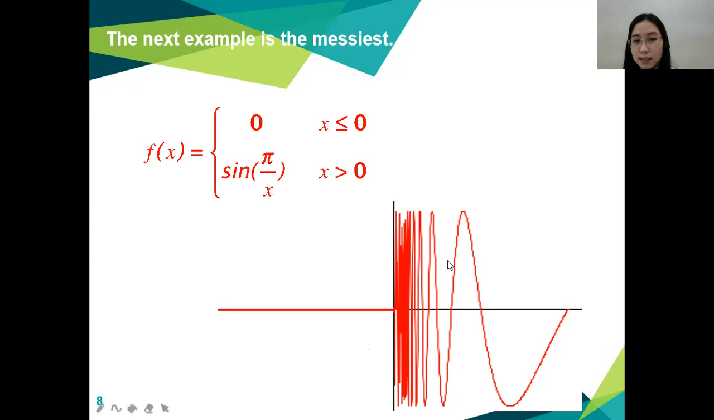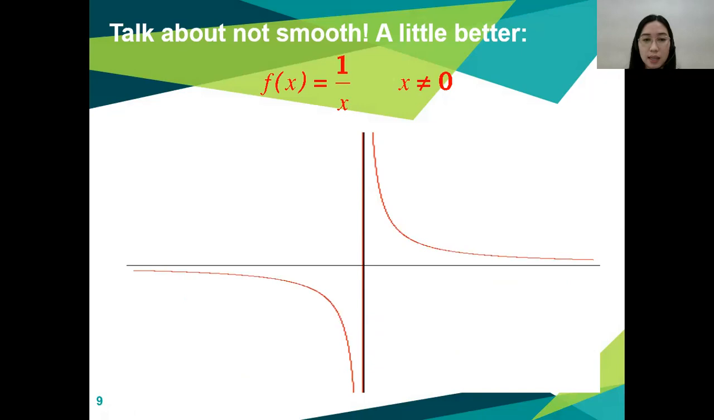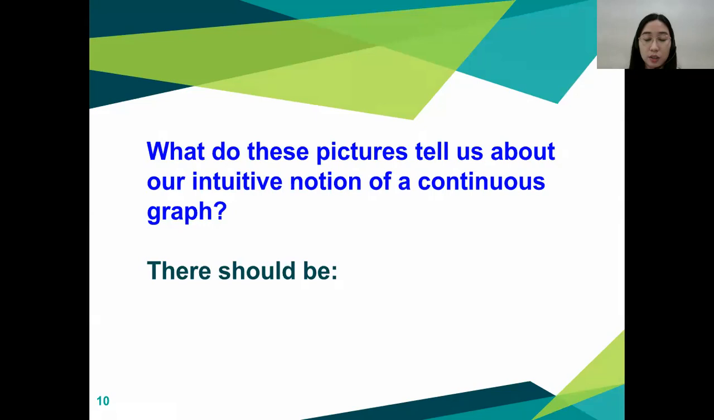So if we graph this, f of x is equal to 0 when x is less than or equal to 0, and sine pi over x when x is greater than 0. So let's talk about not smooth, a little better. We are going to have another representation. So f of x is equal to 1 over x, where x is not equal to 0. So this graph shows that it is a not smooth graph.